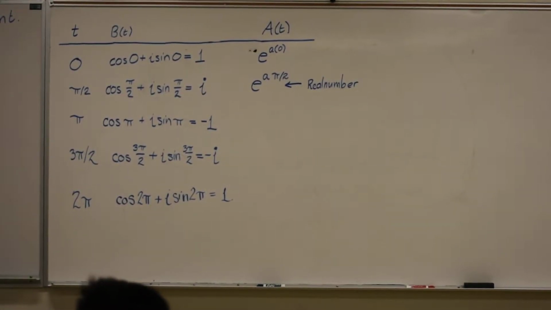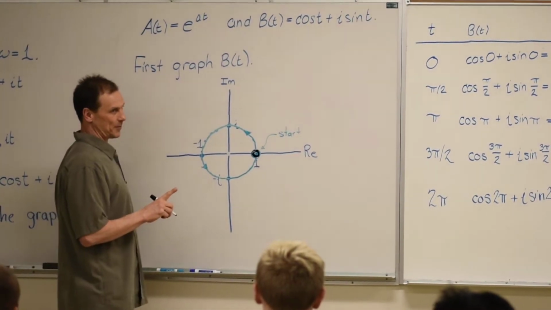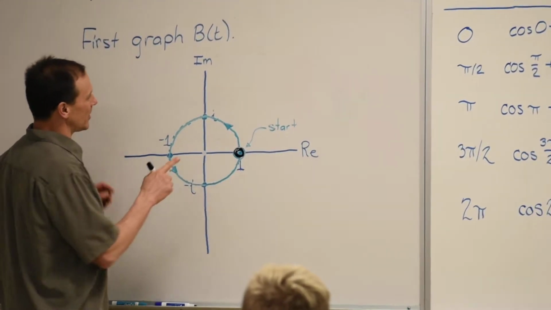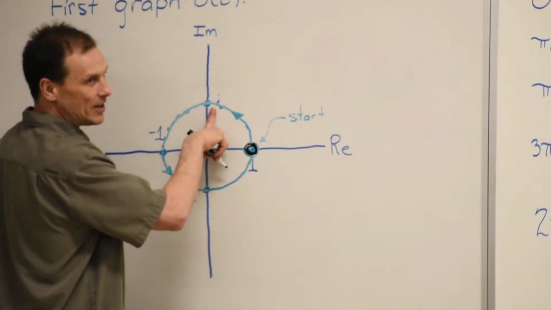Okay, so we're starting here. This is our starting point. So now we're graphing the whole function. So notice that when we are here, we're not at i anymore. We're at i times e to the at.